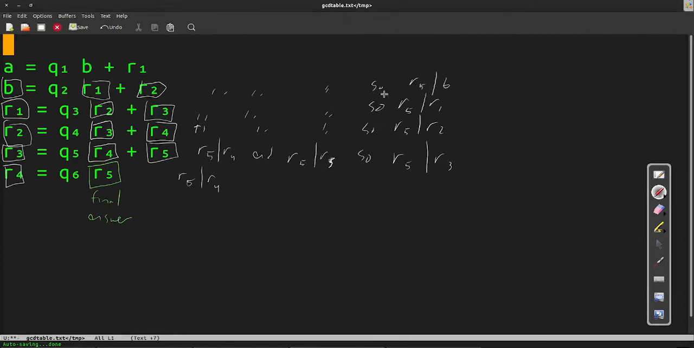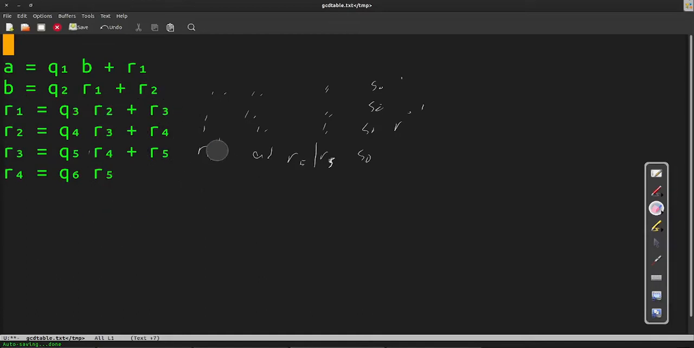So R5 is a common divisor of A and B. Now, we want to demonstrate that it's the greatest common divisor. Let C be a common divisor of A and B. Then we'll start at the top this time.